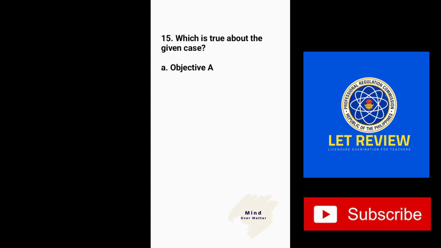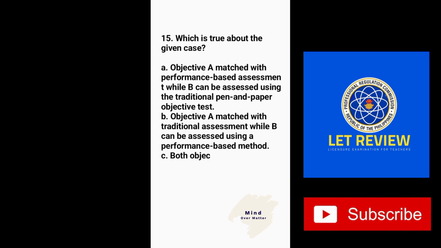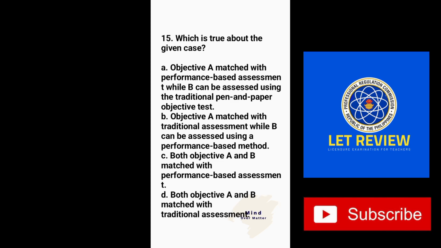15. Which is true about the given case? A. Objective A matched with performance-based assessment while B can be assessed using the traditional pen and paper objective test. B. Objective A matched with traditional assessment while B can be assessed using a performance-based method. C. Both Objective A and B matched with performance-based assessment. D. Both Objective A and B matched with traditional assessment.